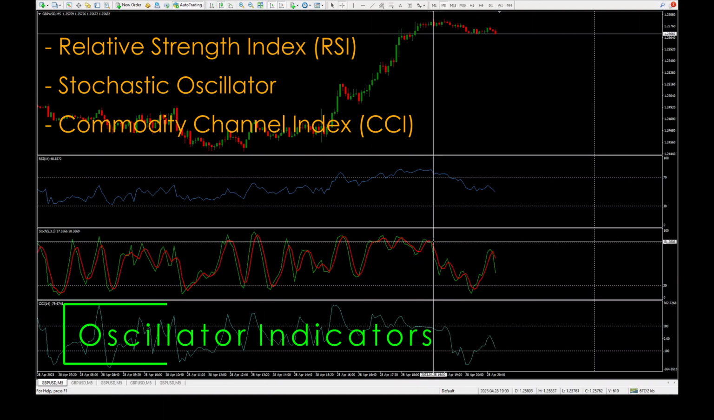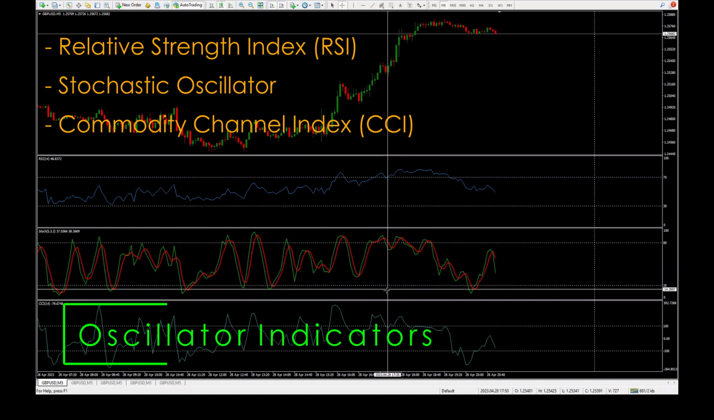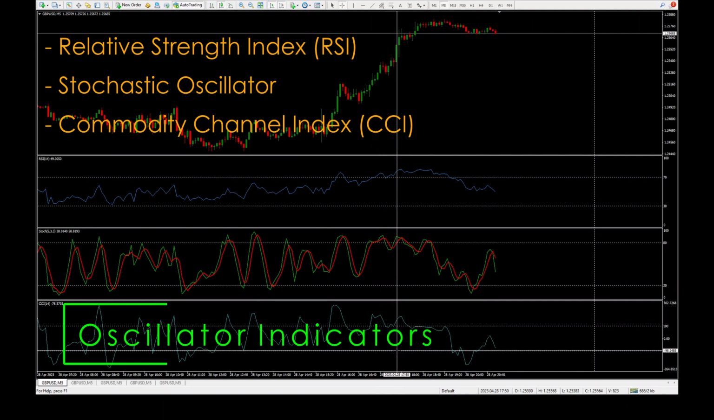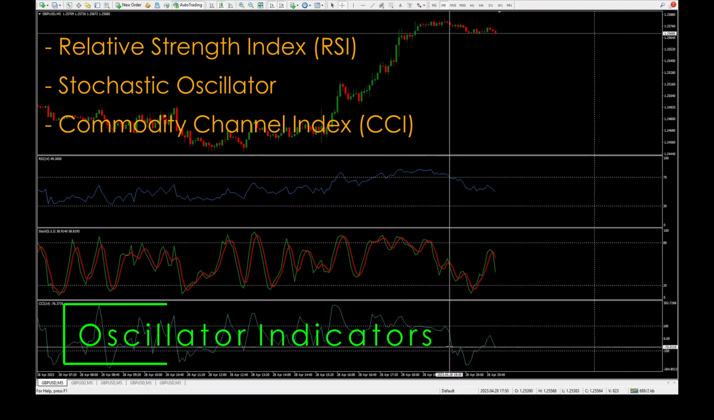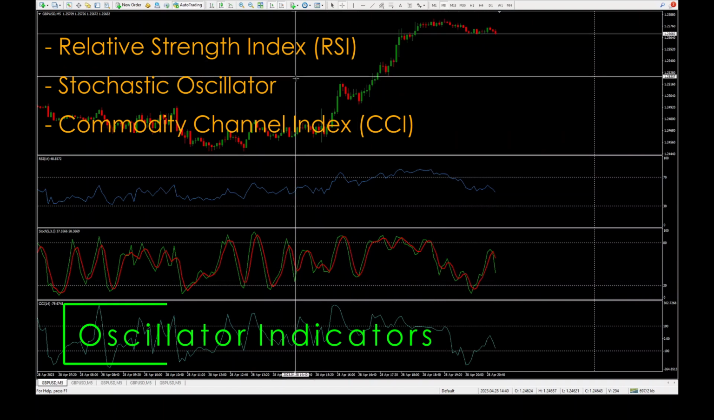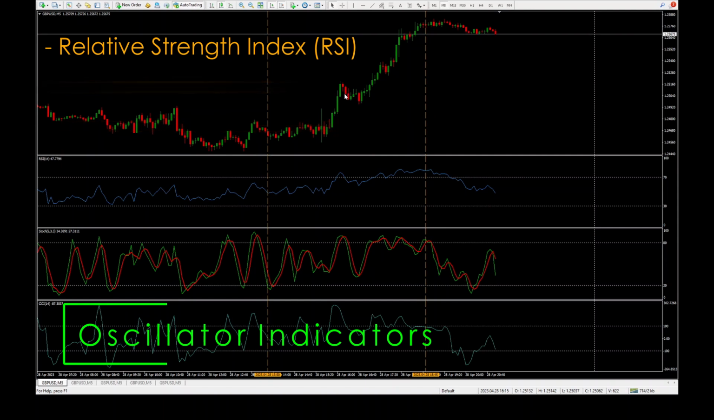The stochastic oscillator measures the position of the current price relative to its price range over a given period of time, and typically has a range of 0 to 100. The CCI measures the difference between the current price and its average price over a given period of time, and typically has a range of -100 to +100. Overall, oscillator indicators are an important tool for any trader who wants to identify potential overbought or oversold conditions in the market. By using these indicators, traders can better understand market momentum and improve their chances of success in the market.